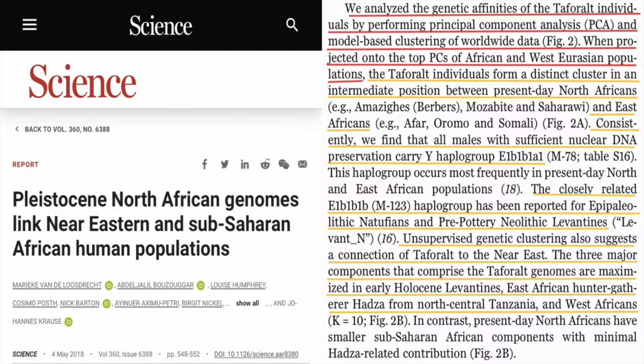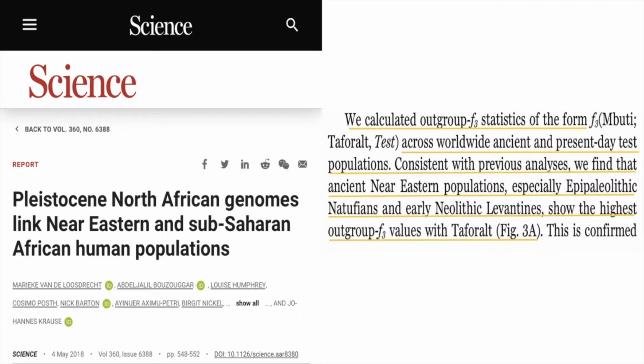Unsupervised genetic clustering also suggests a connection of Taforalt to the Near East. The three major components that comprise the Taforalt genomes are maximized by early Epipaleolithic Levantines, East African hunter-gatherers Hadza from north-central Tanzania, and West Africans. We calculated outgroup f3 statistics across worldwide ancient and present-day test populations. Consistent with previous analysis, we find that ancient Near Eastern populations, especially Epipaleolithic Natufians and early Neolithic Levantines, show the highest outgroup f3 values with Taforalt.